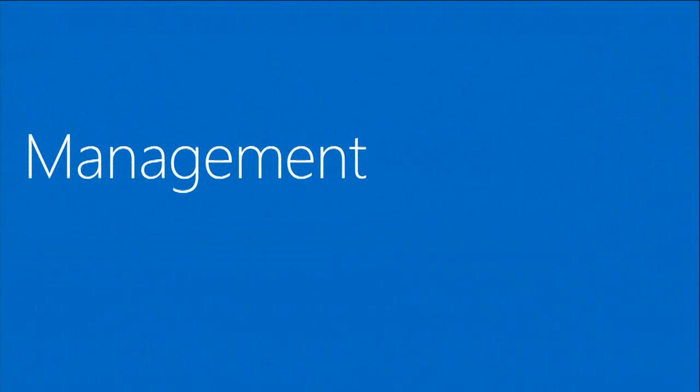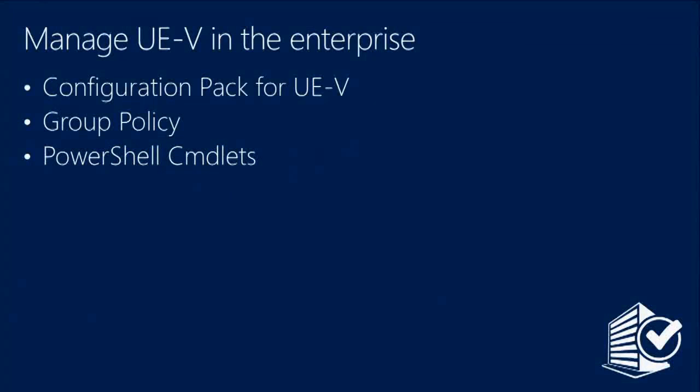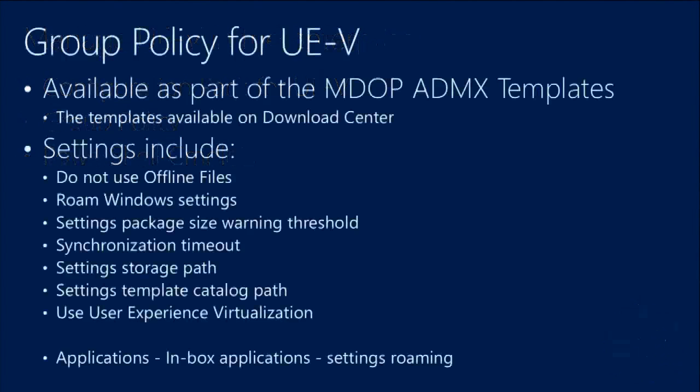Let's talk management for a minute. Okay, so we've given you a little idea of how to manage templates, catalogs, those things. But how do I manage the settings? So we talked about when I roll this out initially, I have parameters I can pass on the command line. But one of the things you can actually do also is go ahead and use Configuration Manager, which we have a configuration pack for UEV. You can also use the ADMX templates, which we have available, that you can provide and use group policy, or you can use PowerShell commandlets directly. And this gives you the best way to actually look at this.